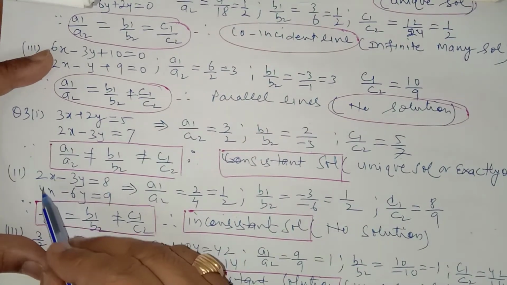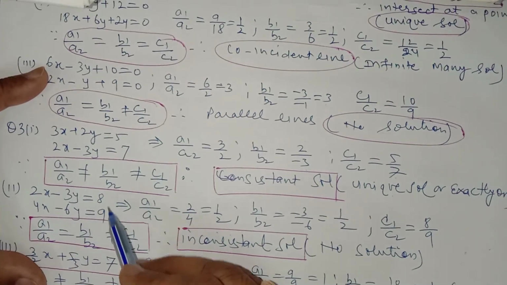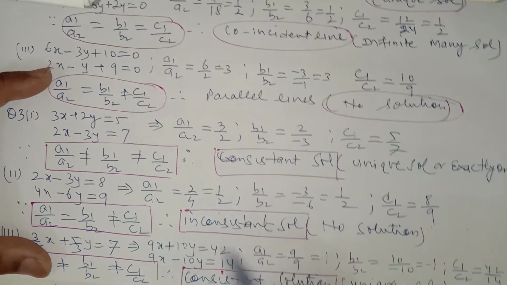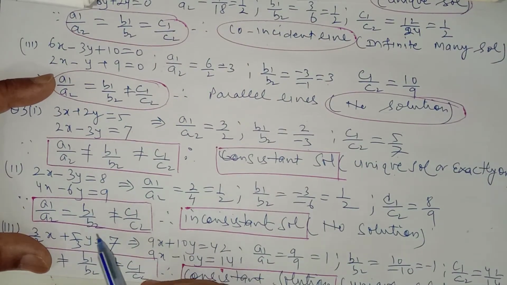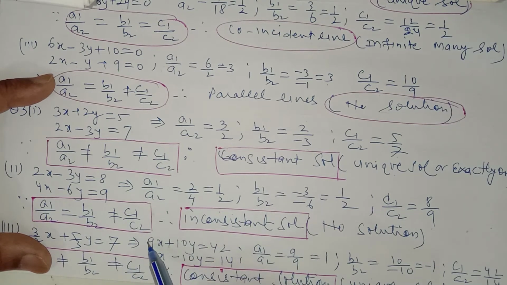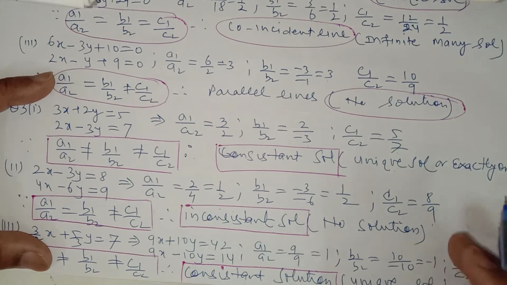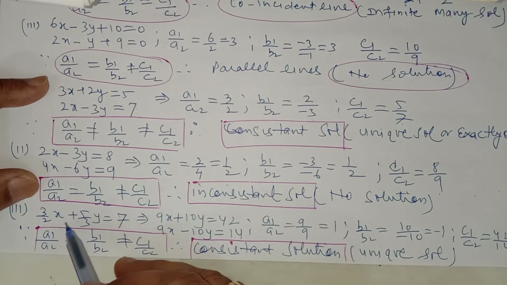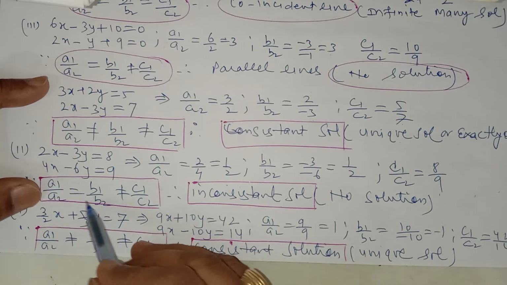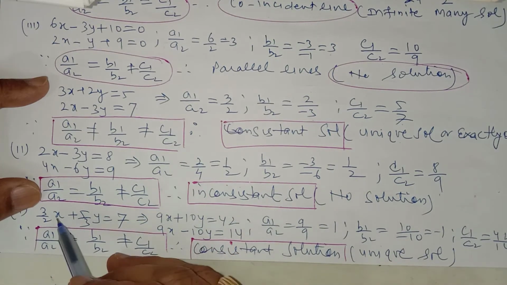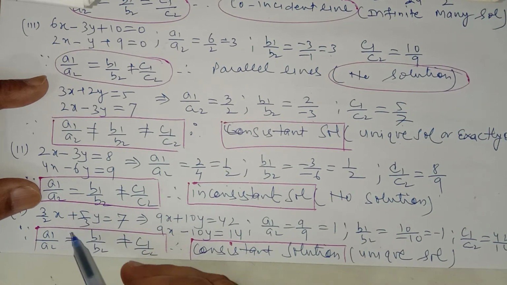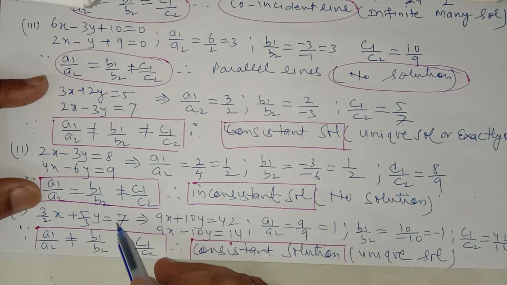Similarly, in the second part, a1 upon a2, b1 upon b2, c1 upon c2 come out to be 1 upon 2, 1 upon 2, 8 upon 9, and because a1 upon a2 is equal to b1 upon b2 is not equal to c1 upon c2, it will have an inconsistent solution, or we say that it will have no solution. Now in the third part, 3 upon 2x plus 5 upon 3y is equal to 7. First of all, arrange it in the standard form. That is, you try to remove the fractions. By taking the LCM, it comes out to be 9x plus 10y is equal to 42.